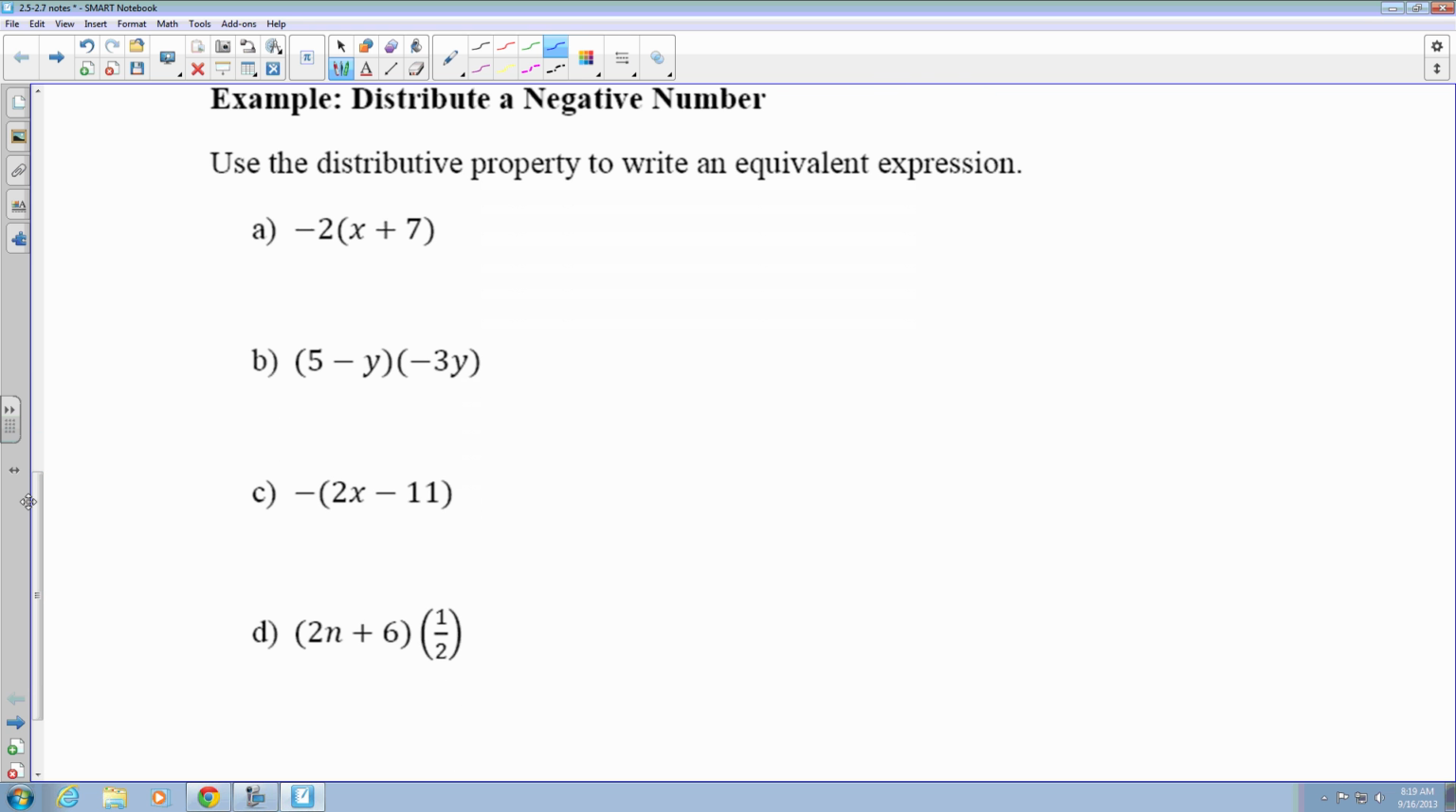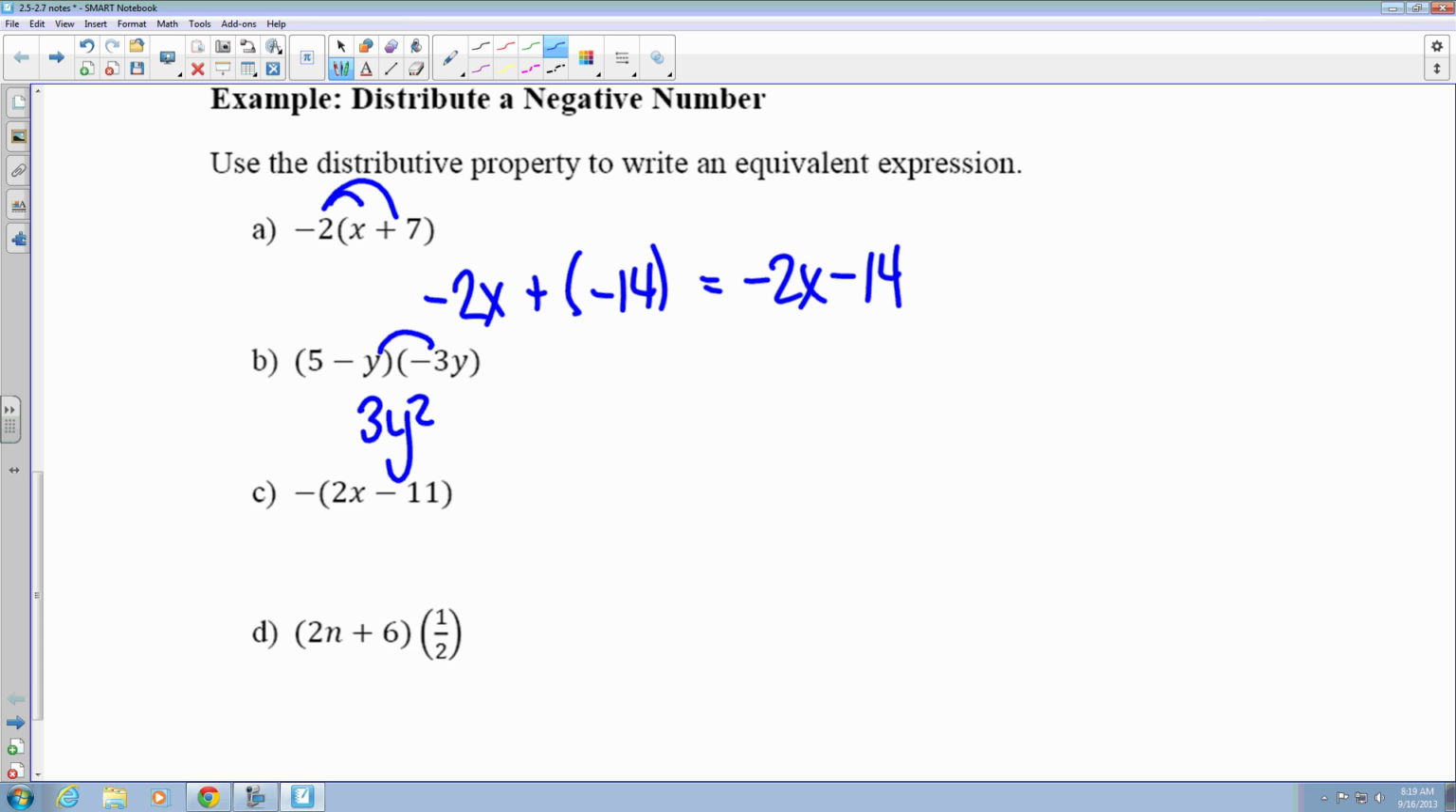Okay, same thing. Distributing a negative number this time. Negative 2x plus negative 14 is negative 2x minus 14. Now we're going to distribute negative 3y into both terms. This is going to be a positive 3y squared. This is going to turn into negative 15y. Negative 2x plus 11. And n plus 3.